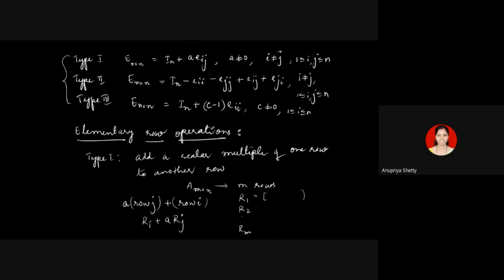That is type 3. So quickly recall, earlier we had elementary matrices of 3 types. The first type is where a non-zero scalar is added in the ijth position. The second type is where in the ith and jth diagonal positions you put zeros, and in the ijth and jith positions introduce 1. In the third type, one of the diagonal entries is replaced by a non-zero scalar c. Okay, that is type 3.